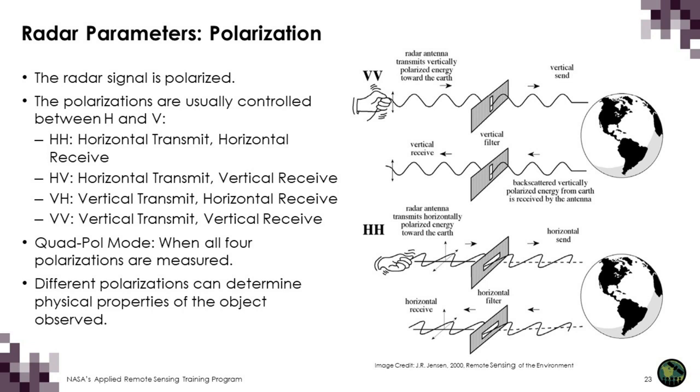Penetration depth is influenced by polarization. In forests, HH tends to penetrate deeper into the canopy because it tends to be less attenuated than VV. And HV is more sensitive to volume scattering, and it's a really good indicator of vegetation cover.